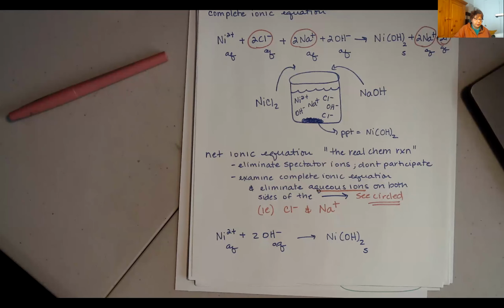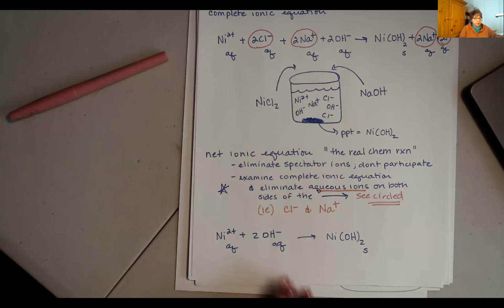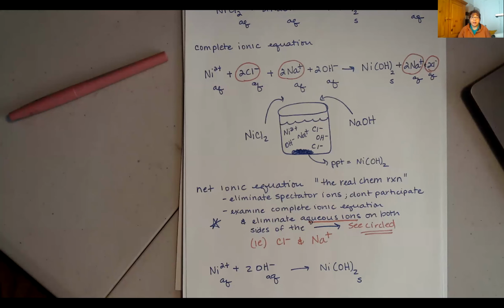So let me see if we have any questions. Do you have any questions for me? Ask out loud. I'm not keeping up with the chat very well today. Go ahead and ask out loud. Yes, Gage. How do you know when they're spectators? The spectators are the ones that are aqueous on both sides of the equation. So they don't change after they go through a reaction. Correct. Okay, cool. Spectators are aqueous on both sides of the equation.